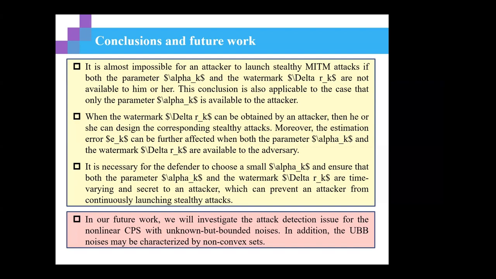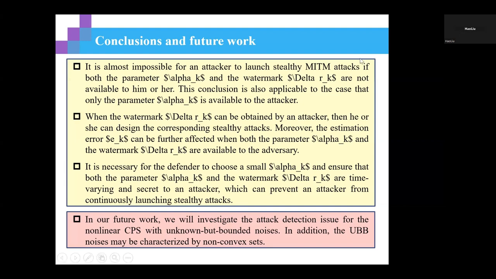A second conclusion is that when the watermark can be obtained by an attacker, then he or she can design the corresponding stealthy attacks. Moreover, the estimation error can be further affected by both the parameter alpha sub key and the watermark available to the adversary. That is to say, the encoding function is really important in improving the attack detection.